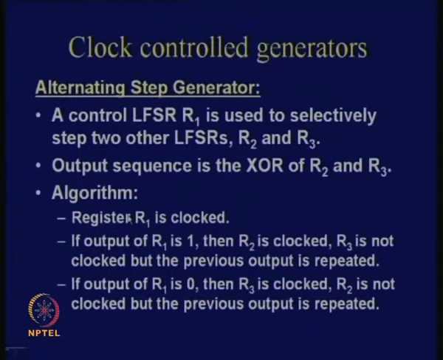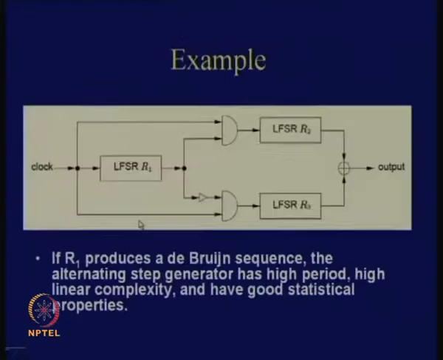So, what you do is as follows: you take your register R1. Just concentrate on this diagram. You take the register R1 and clock it. If R1 produces a 1, then register R2 is clocked. But if it produces a 0, then you do not clock R2, and it produces its previous output value. Then you take an XOR of these two and produce the output. If the value is 0, then R2 is not clocked, but the other LFSR, R3, is clocked. When it is not clocked, it gives you the previous value, and you take the XOR and produce the output.